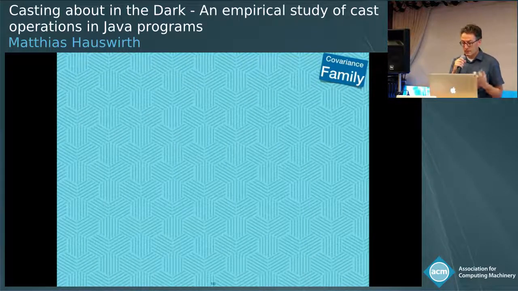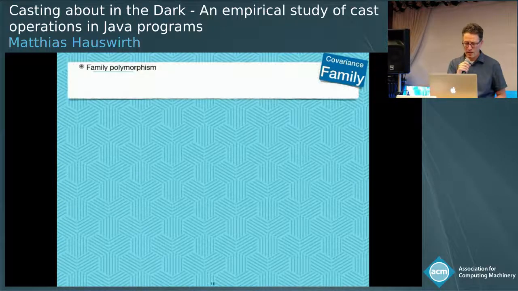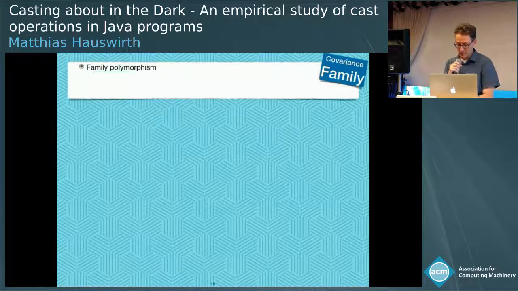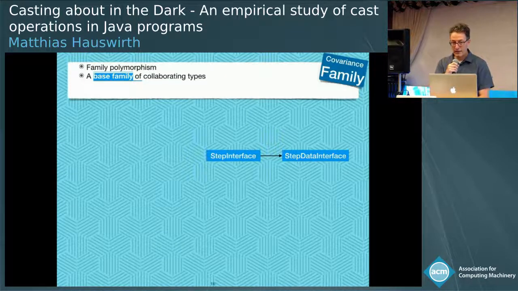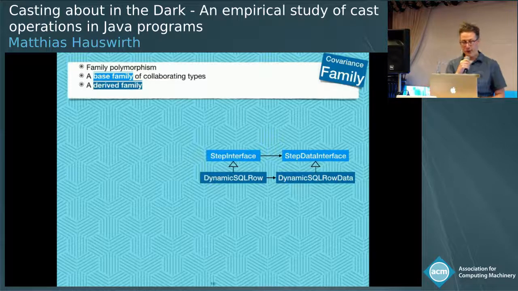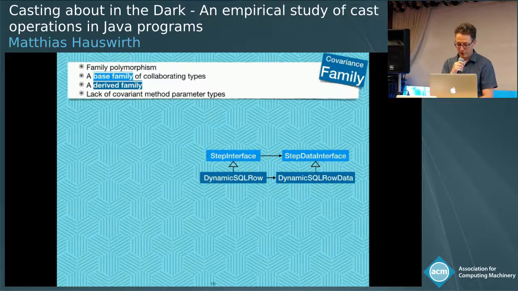Second example is called family, the pattern, and that's in the covariance category. So that pattern is named family because it has to do with family polymorphism, where you have a base family of classes that collaborate to do something. They work together, and then you create derived families, one or more, that inherit from the corresponding base family classes. And because of that and the absence of covariant parameter types, you end up having to cast from base types to derived types in some places.